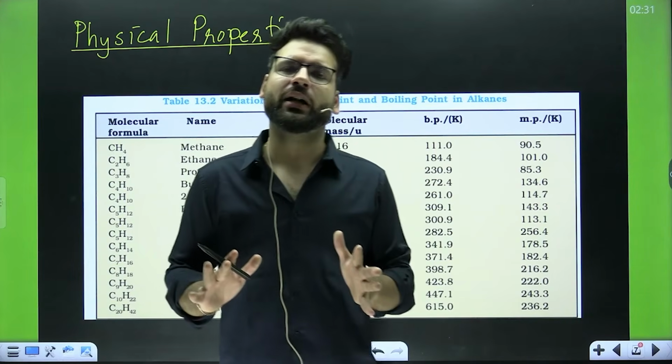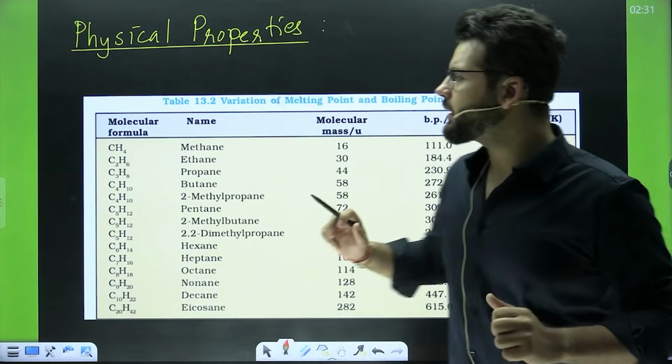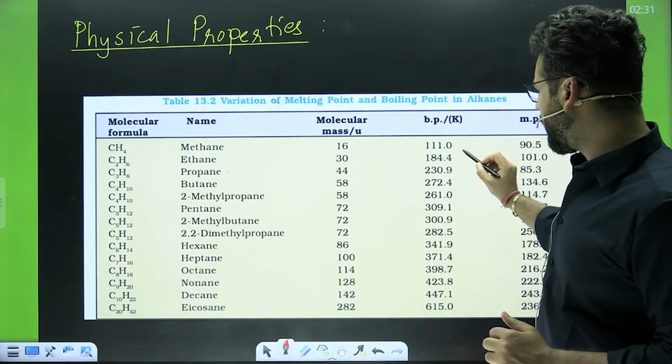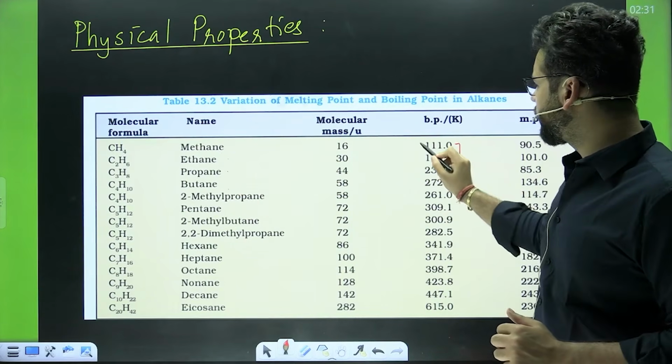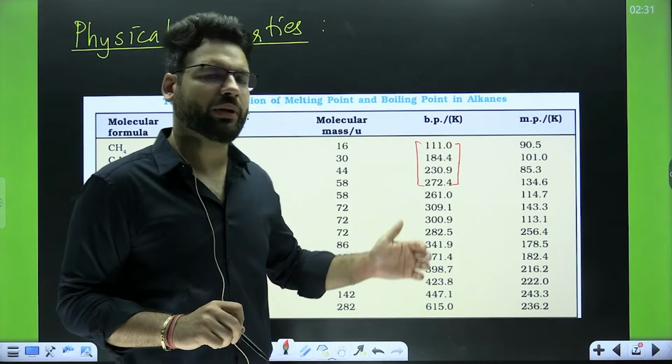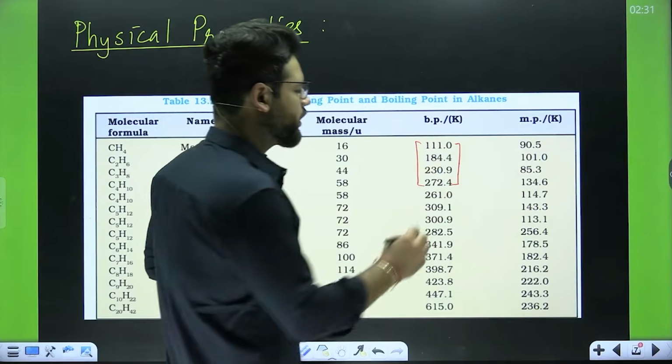Okay, first I'm starting with the physical state. As you can see, methane, ethane, propane, butane, all of their boiling points are below room temperature, which is 298 Kelvin. Room temperature is 25 degrees. So they are all gaseous in nature.